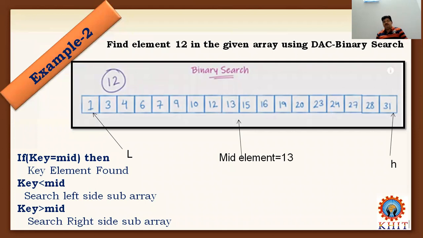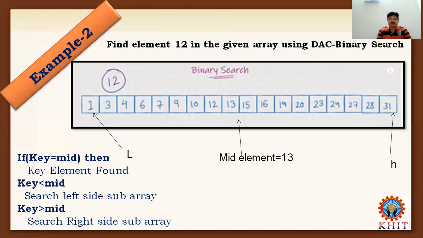Friends, now let us discuss the topic with an example. Second example: find element 12 in the given array using divide and conquer binary search. This is the given array. The size of the array is 18.